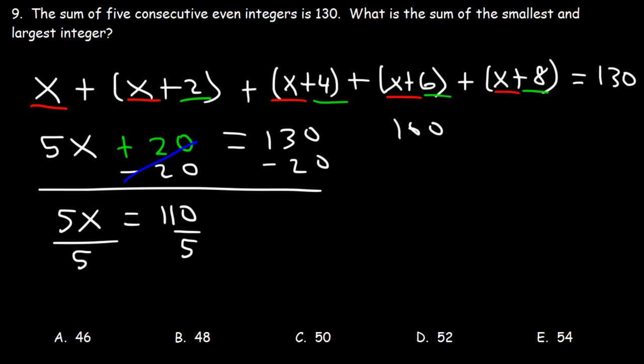So 110 is basically 100 plus 10. So you could divide these numbers separately. 100 divided by 5 is 20. 10 divided by 5 is 2. So 110 divided by 5 is 22.